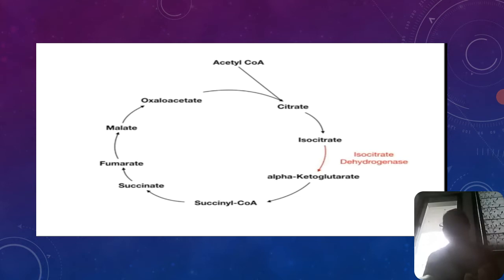Okay. So next, the last step of the Krebs cycle converts malic acid to oxaloacetic acid by the enzyme called malic dehydrogenase. So here the oxaloacetic acid is the acceptor of acetyl coenzyme A, forming citric acid, and the cycle is repeated.